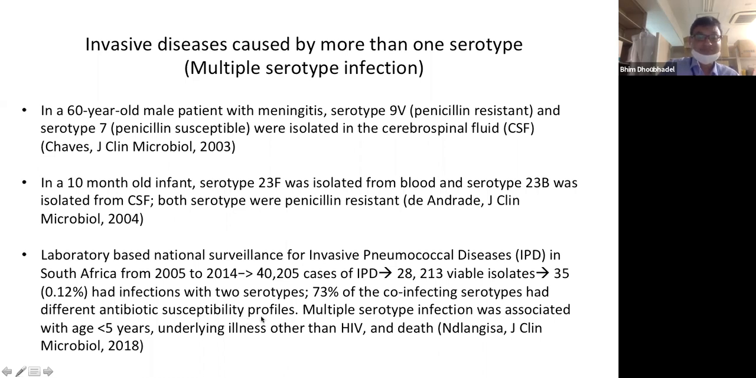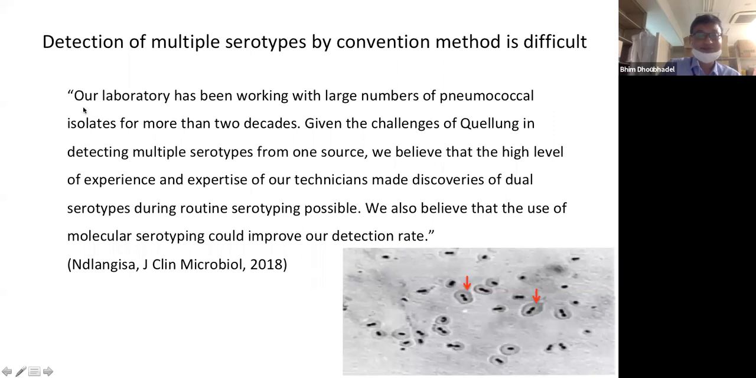They had very few variables, and they did analysis and found that multiple serotypes were associated with children less than 5 years of age and some underlying illnesses other than HIV, and death. So based on this paper, I was thinking that multiple serotype infection is more severe than single serotype. And this is the only large-scale study I have found. And they wrote this, I just quote from their paper.